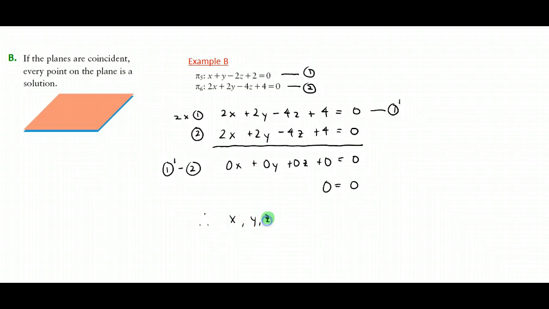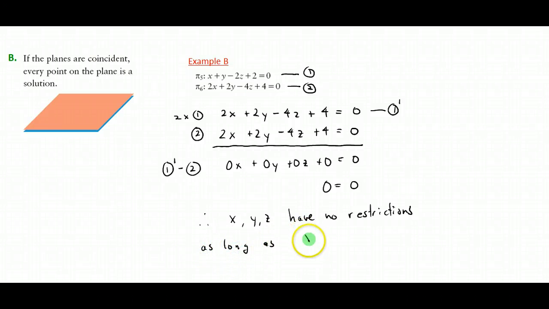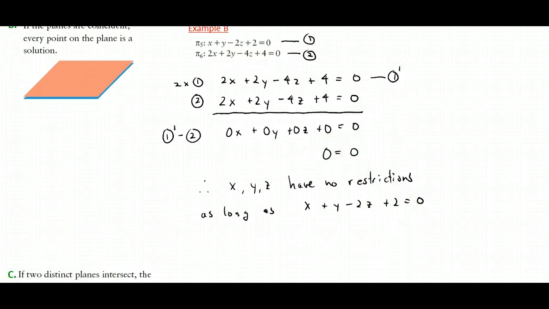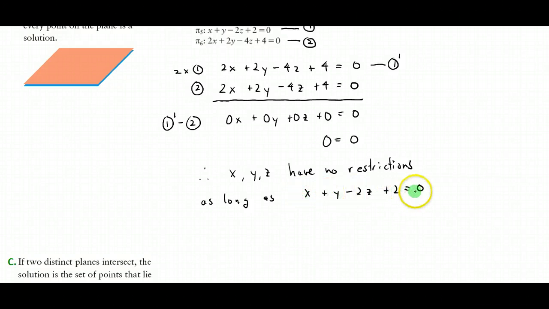Therefore, x, y, and z have no restrictions. The only exception to that is that they actually have to satisfy the original equations. So if I go back up to the top, as long as x plus y minus 2z plus 2 equals 0, then I will have a point. As long as x, y, and z satisfy this equation, I'll have a point that lies on both planes. That's what this 0 equals 0 is telling us. And what that really means is that the intersection of the two planes is just one of the planes. So this plane equation, this scalar equation, is a description of all the intersection points.